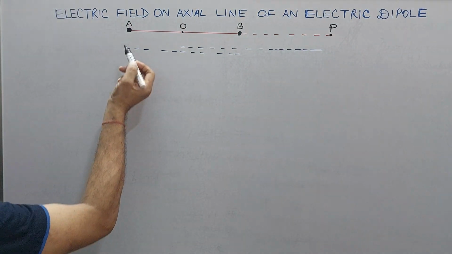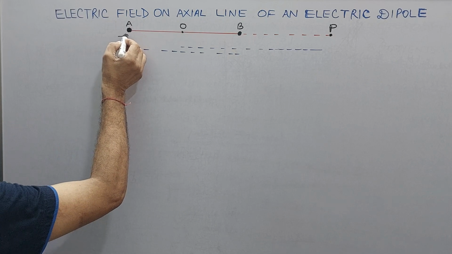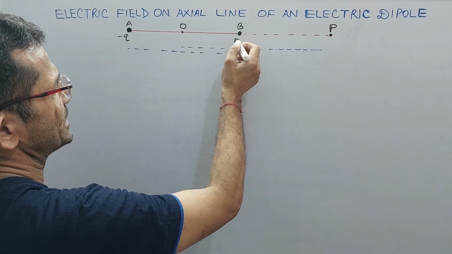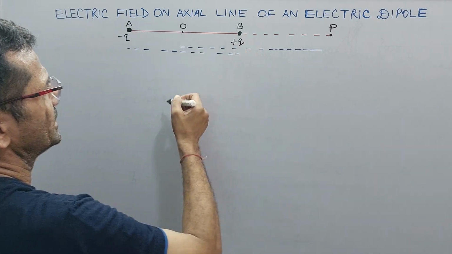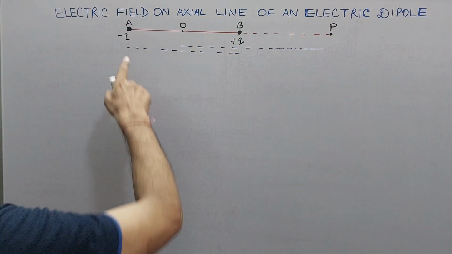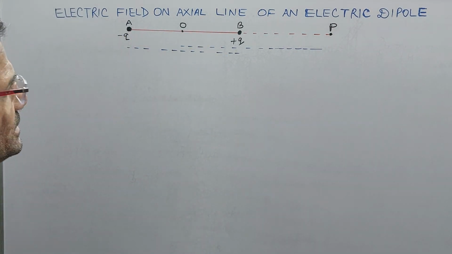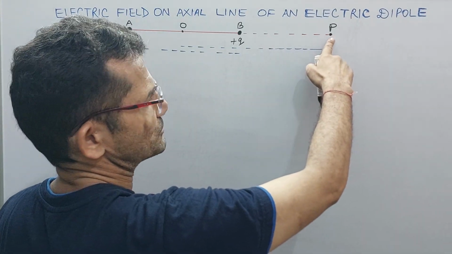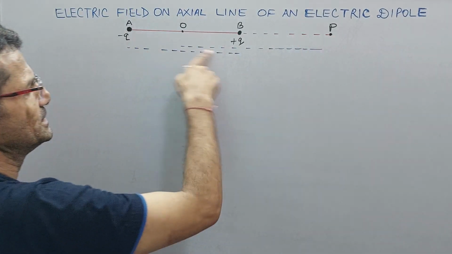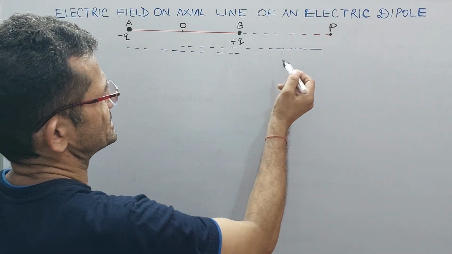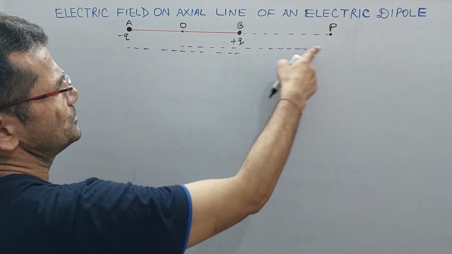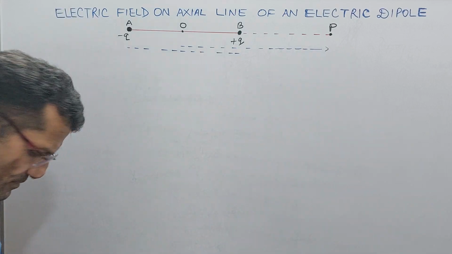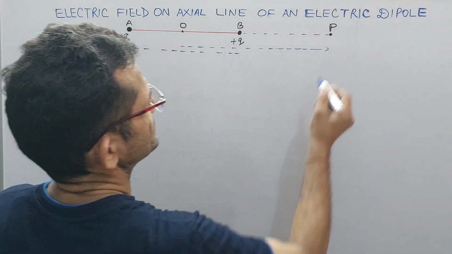Let us suppose minus q charge is placed at A and plus q is placed at point B, and O is the midpoint of A and B. Let us suppose P is the point where we have to find the electric field due to this system of electric charges. The distance from O to P is r.